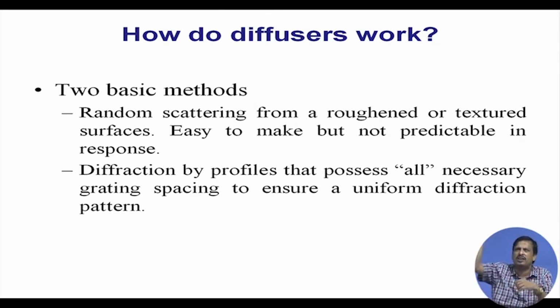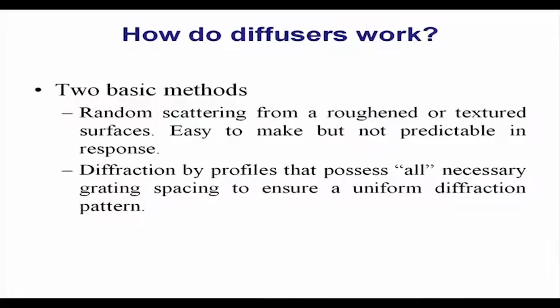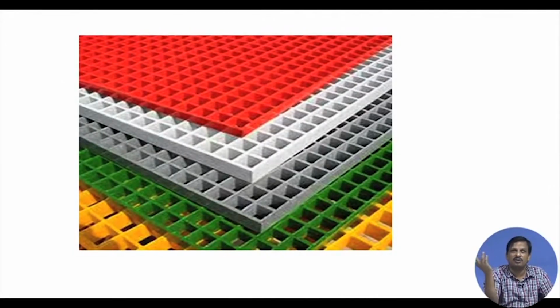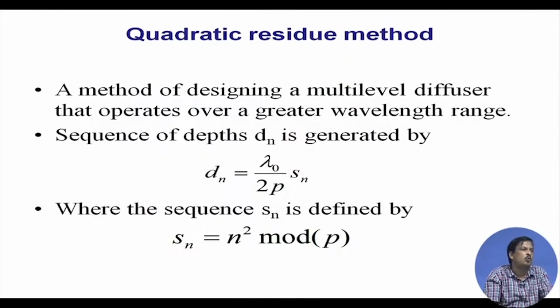Instead of polishing the wall of the auditorium, I can make a rough surface, but it is not predictable in response, because I cannot predict the response. So, I require a controlled diffuser. What are the controlled diffusers? If you see, this kind of diffuser is there, acoustic tiles which are treated on the wall. One design method for a diffuser is the quadratic residue method. I am not going into great detail, but at least you should know what diffusers are available.